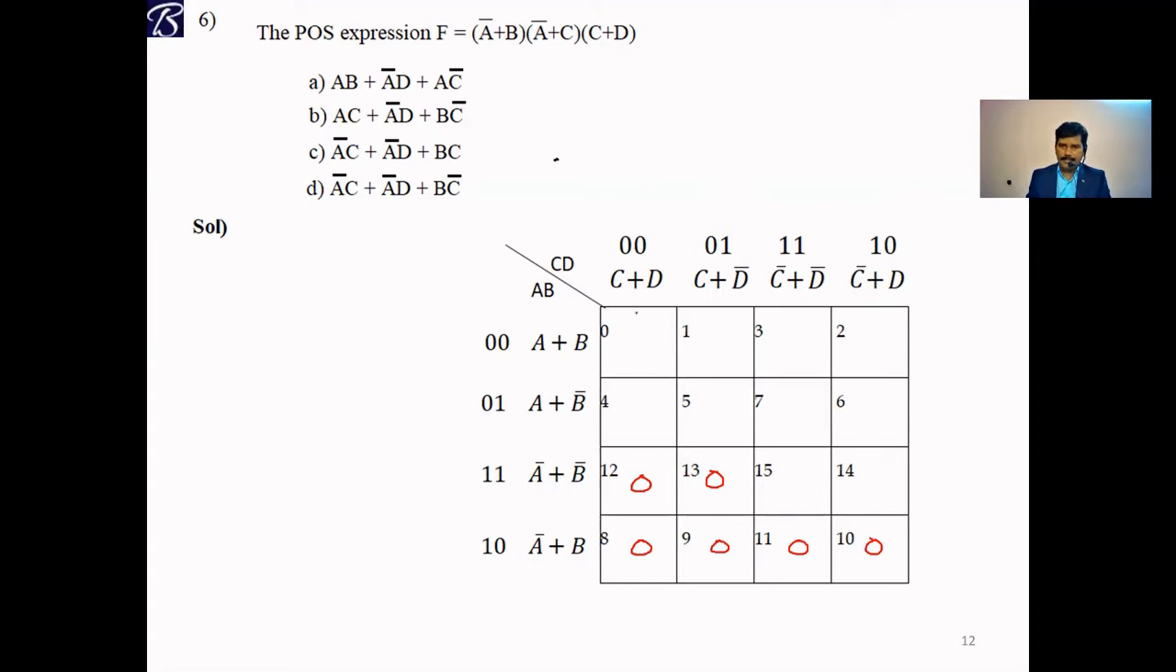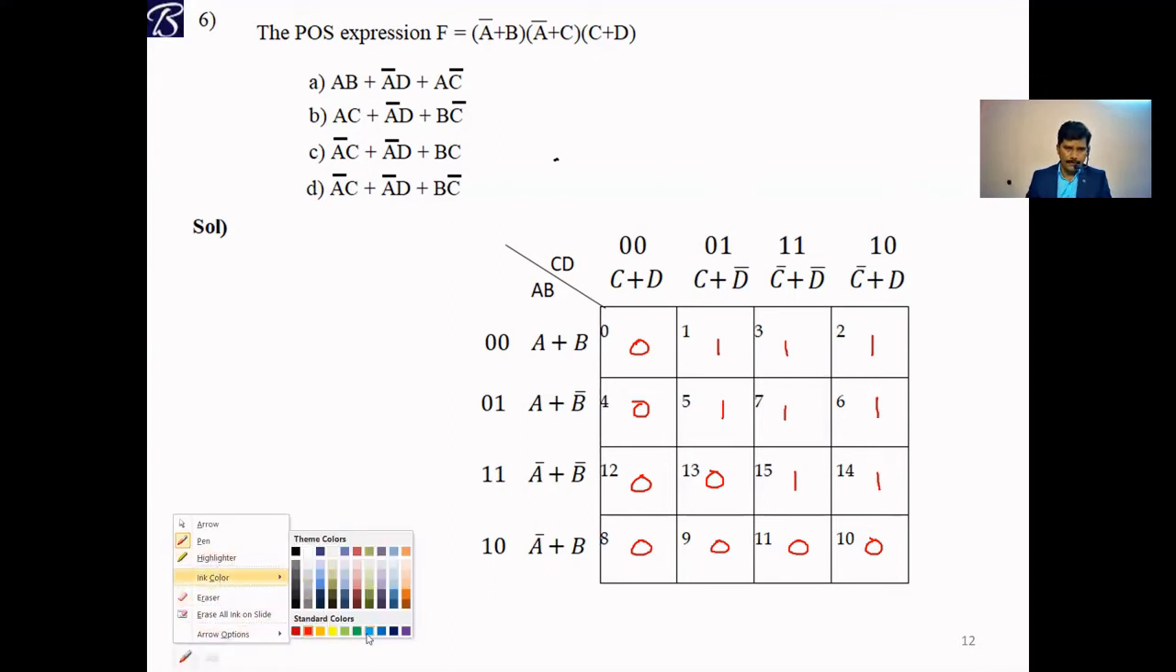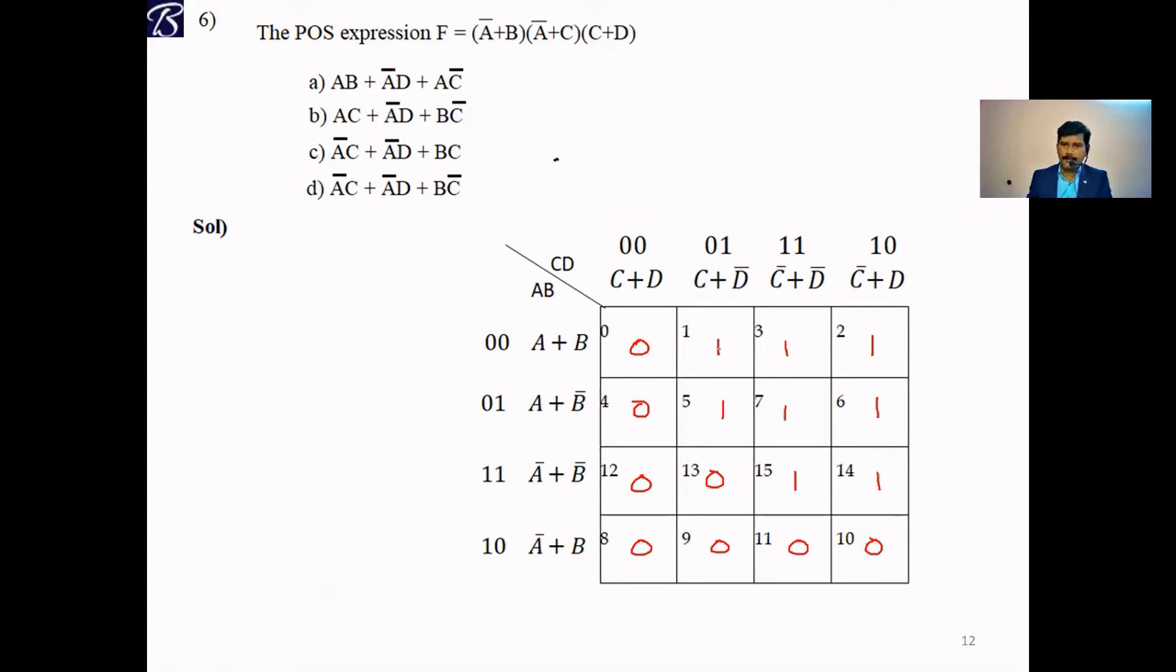So this is the C plus D. So this all quad, zero, 0 0. That's all. Now we need to convert into SOP form. The remaining cells you mention as ones: 1 1 1 1 1 1 1 1. Now try to minimize this one.